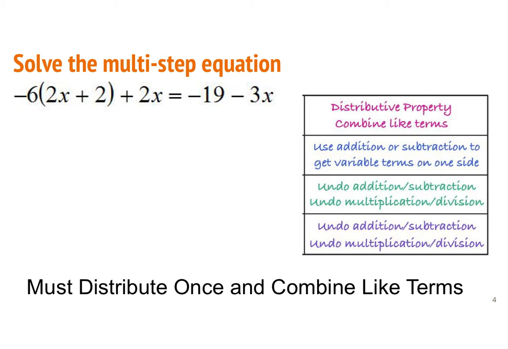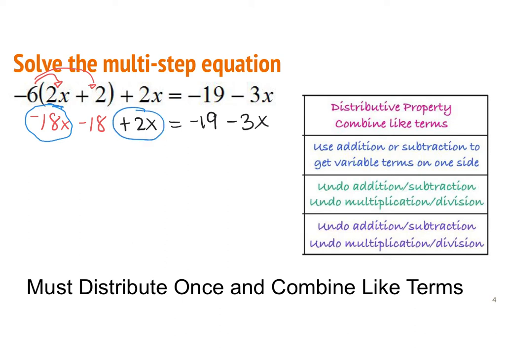So one thing to keep in mind is we always have to simplify first, and we must distribute before we can try and combine like terms. So always look to distribute first by getting rid of the parentheses. So I will distribute the negative 6 into the 2x and the 2, giving me negative 18x minus 18. Positive 2x stays equals negative 19 minus 3x. Then I will combine like terms. So negative 18x and positive 2x will give me negative 16x. Everything else stays the same.